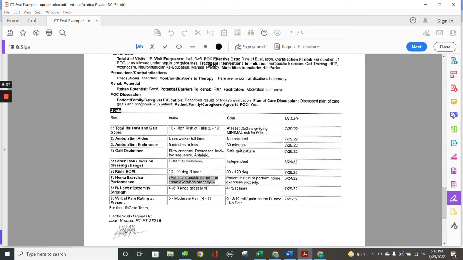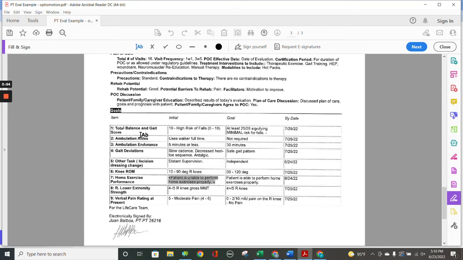Let's see some more important things. Things that we're going to be doing with the patient are Therex, gait training, home exercise. We're going to teach them how to change the dressing, neuromuscular re-ed, manual therapy, do some hot packs, that kind of stuff. So moving on down here to the goals. This would be important for you.